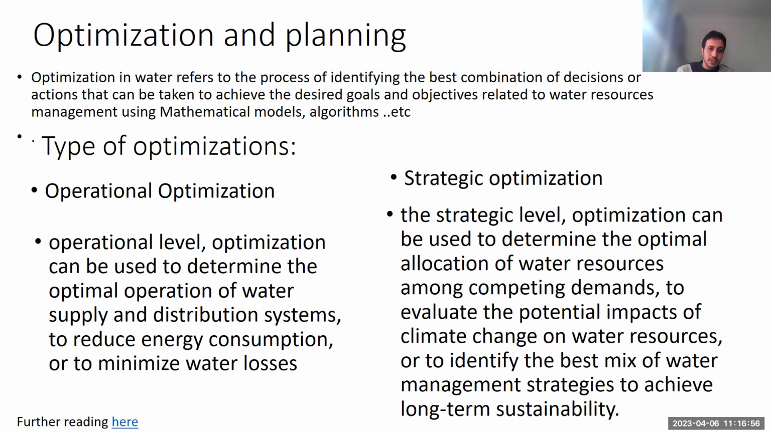We have two types, which are operational and strategic optimization. Operational level can be used to determine the optimal operation of water supply and distribution systems to reduce, for example, the energy consumption or to minimize water losses. And strategic can be used to determine the optimal allocation of water resources among competing demands, to evaluate the potential impact of climate change on water resources, or to identify the best mix of water management strategies to achieve long-term sustainability, and so on.